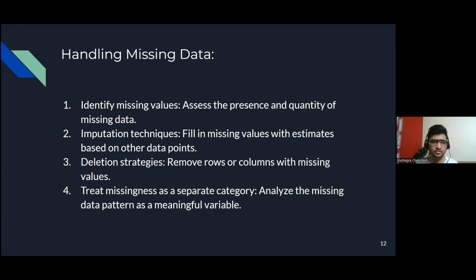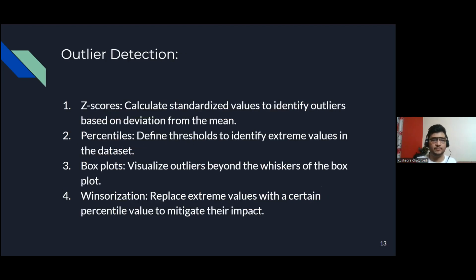Then we can also use imputation techniques, like using interpolation or using estimates, like I have already mentioned, mean or median, to fill the values. Then we can also treat the missing values as a separate category, so that we can identify another pattern there. Then comes outlier detection.